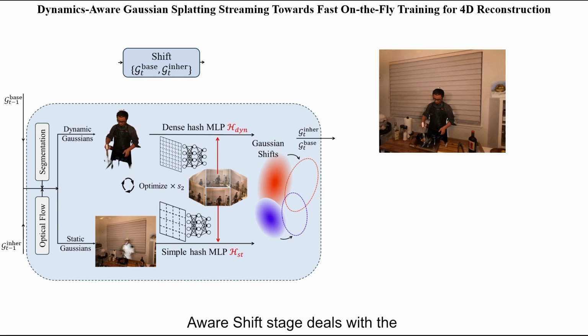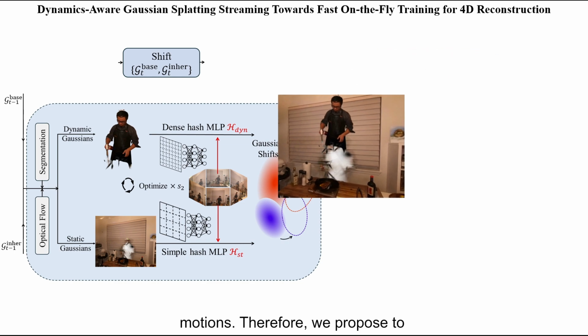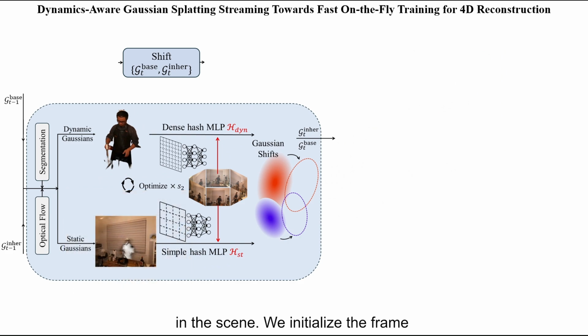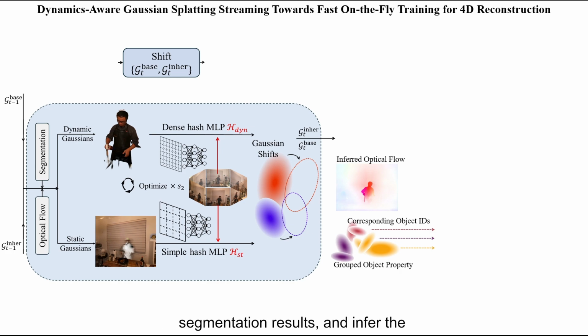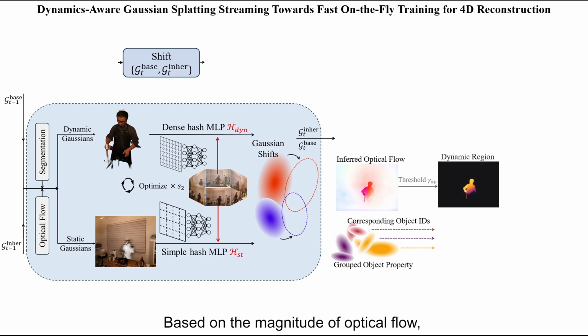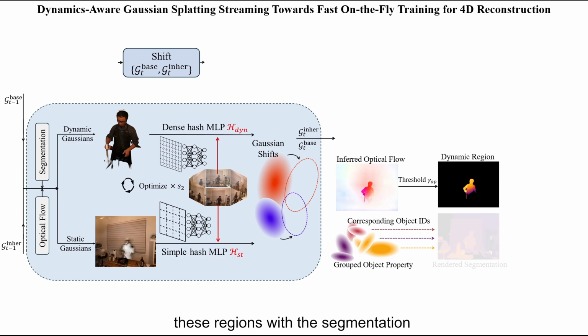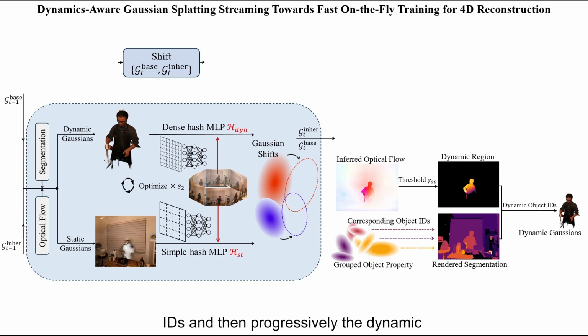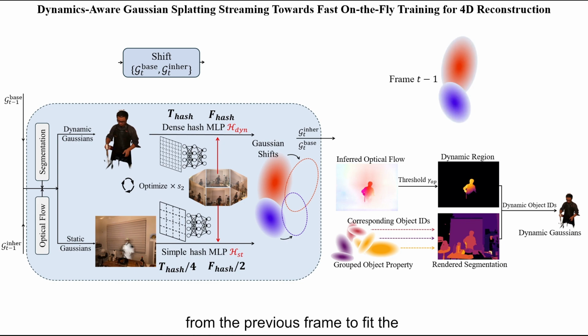The dynamics-aware shift stage deals with the deformations of the previous frame's Gaussians. It is noted that, in a natural scene, most of the objects including the background present only minimal changes or remain unchanged, while the dynamic parts such as humans and animals experience highly dynamic motions. Therefore, we propose to separate the dynamic and static Gaussians in the scene. We initialize the frame with Gaussian grouping, providing scene segmentation results, and infer the optical flow between consecutive frames. Based on the magnitude of optical flow, we detect the dynamic regions, and align these regions with the segmentation results to find out the dynamic object IDs, and then progressively the dynamic Gaussians. For the dynamic Gaussians, we assign a dense hash encoding-based MLP to optimize their complex motions and variations, while for the static Gaussians, a simpler layer is assigned with a quarter hash table size and halved feature dimension, to rapidly learn the simple deformations. This Gaussian shift process transforms the Gaussians from the previous frame to fit the current frame.